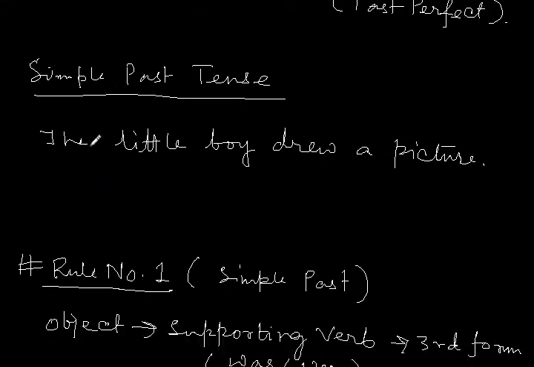Here is the sentence. The little boy drew a picture. Now, which one is the verb? Drew is the verb. Now, the action is draw, and the past form of the verb draw is drew. Draw, drew, drawn. So drew is the past form of the verb draw.